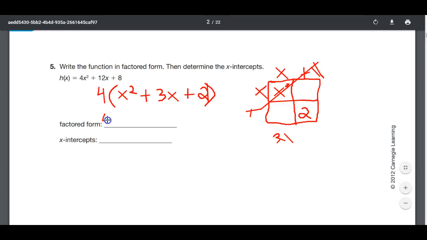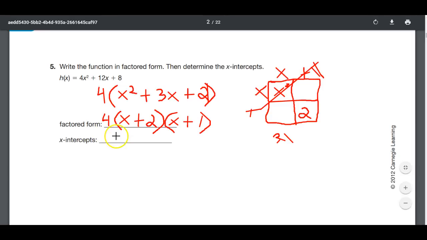So factored form would be 4, that's my a value, times (x plus 2) times (x plus 1).